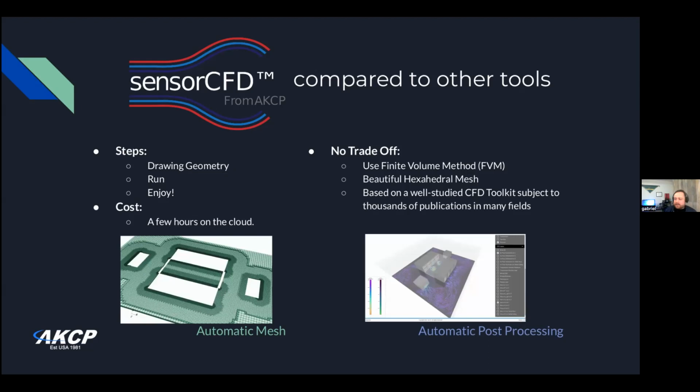Meshing is really hard to make. In fact, for a plane, it can take up to 3 months to adjust the meshing so everything is perfect and beautiful. So there's no trade-off in our software. We use a finite volume method for the equations. And we have a beautiful hexagonal mesh, which is like dice, D6 dice, which is really good for fluid dynamics. And yes, the CFD toolkit that we are using is really well studied, used in a lot of fields. It has thousands of publications, so it's the real stuff that runs that.